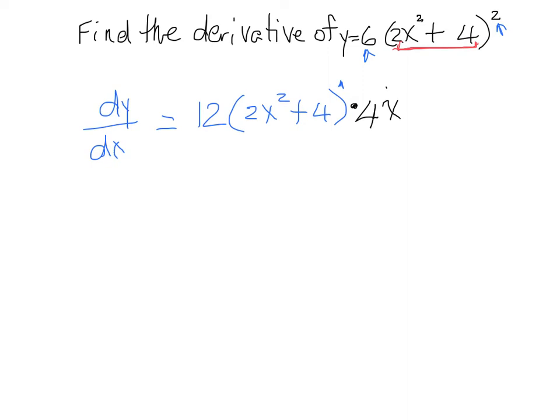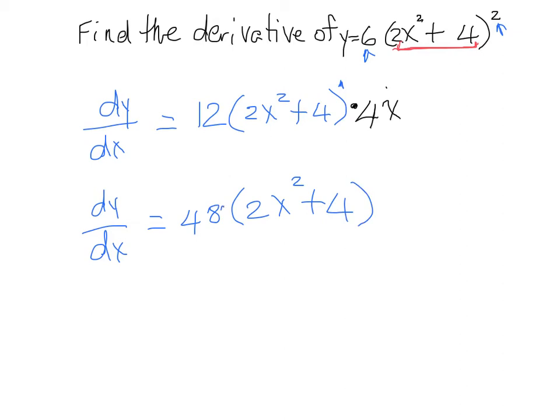So we have here dy over dx is equal to, using my commutative property here, I can multiply that 12 and that 4, and I get 48 times 2x squared plus 4. 48x. There we go. I just took these guys right here, moved them over here because they're more comfortable over there, and that's how I think through a question like this. All right, let's do one with sine and cosine.